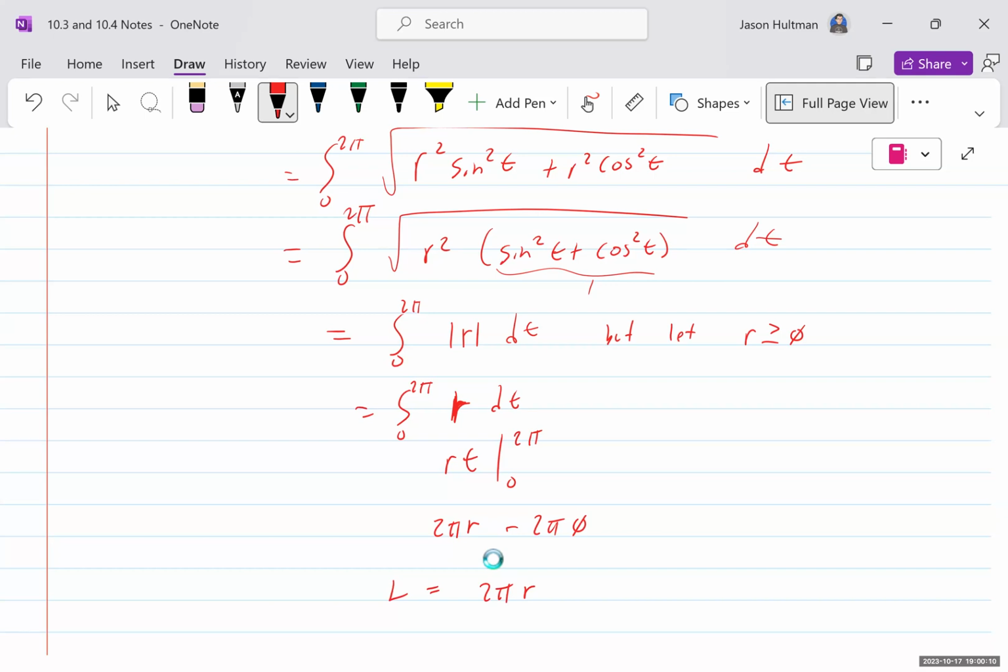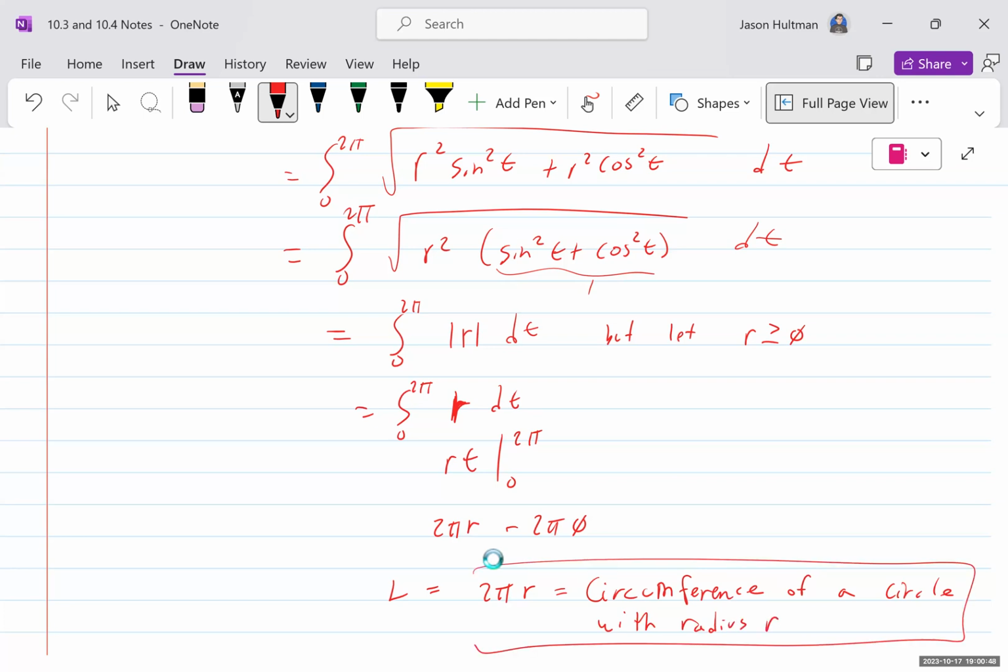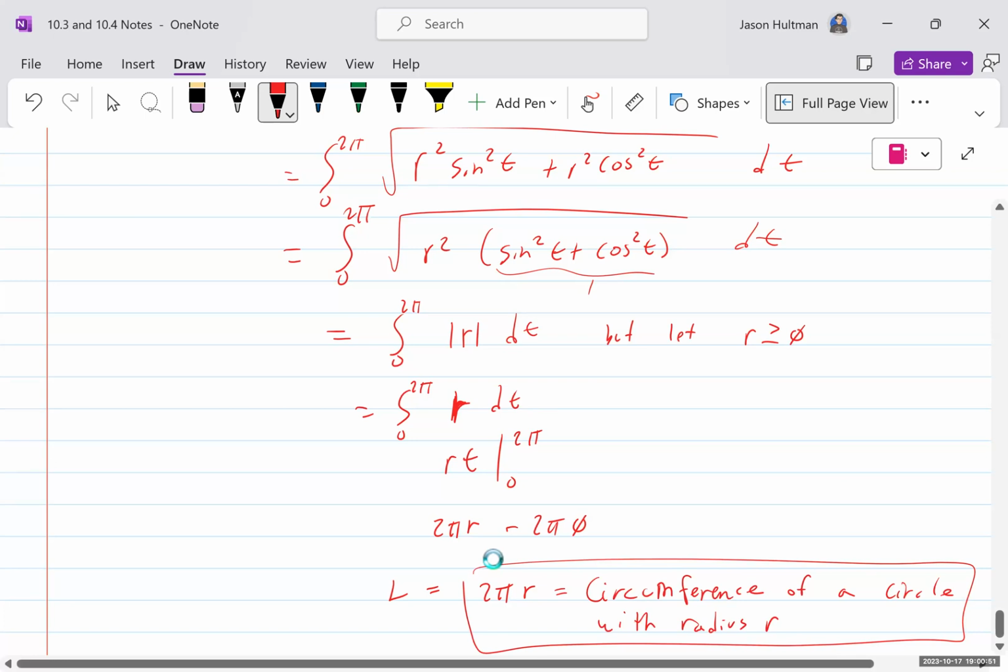But we have a special name for the arc length of a circle. What's the special name for the arc length of a circle? Remember? Circumference. Yeah, very good. Thank you. This is the circumference of a circle with a radius r. That's kind of nice. We were able to derive the circumference formula as well, which is kind of cool.